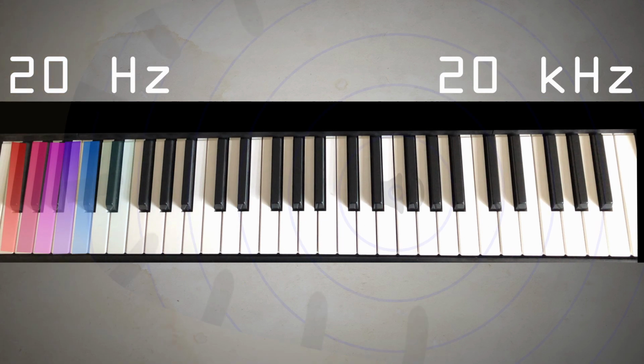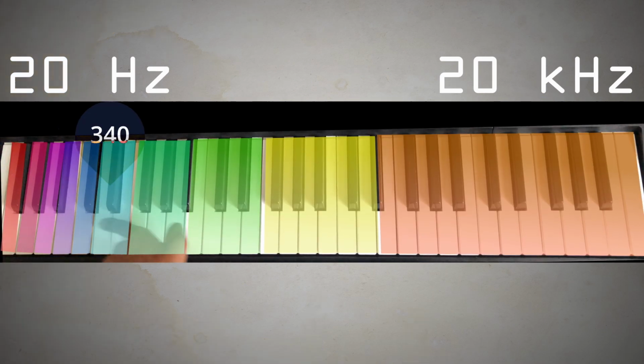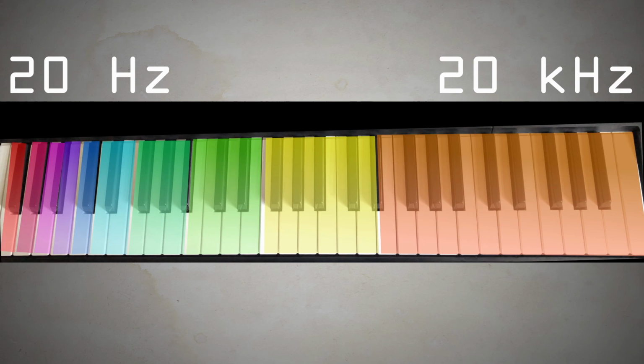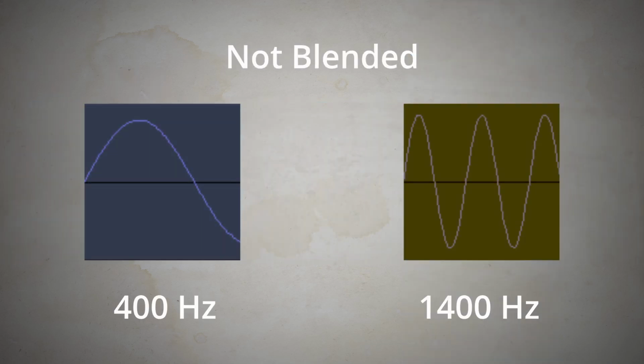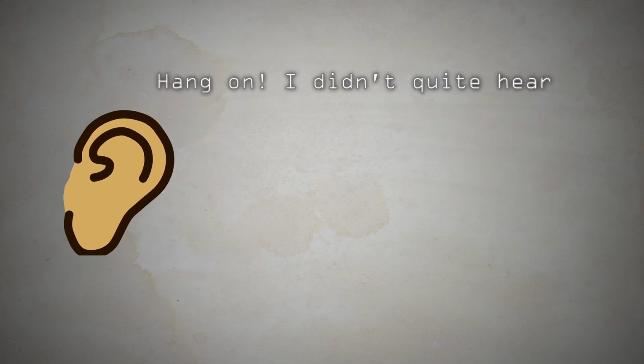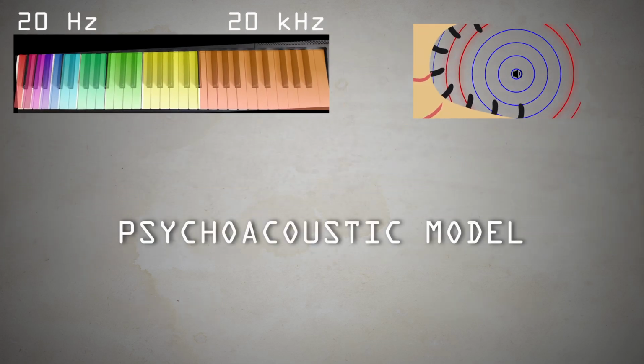Your ear has roughly 24 critical bands. Most of these are concentrated at lower frequencies. Nearby frequencies interfere and mask each other. That leaves more information that can be thrown out, and these metrics come together to form the psychoacoustic model.